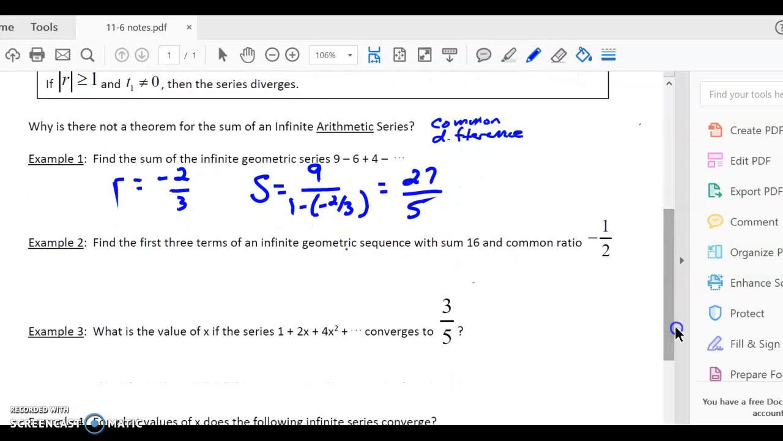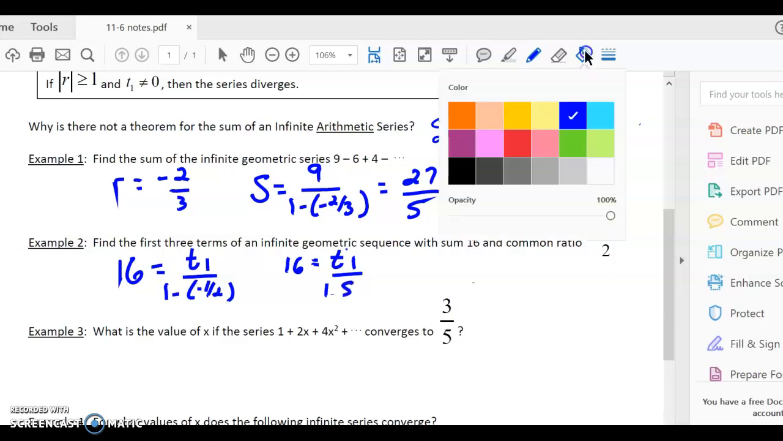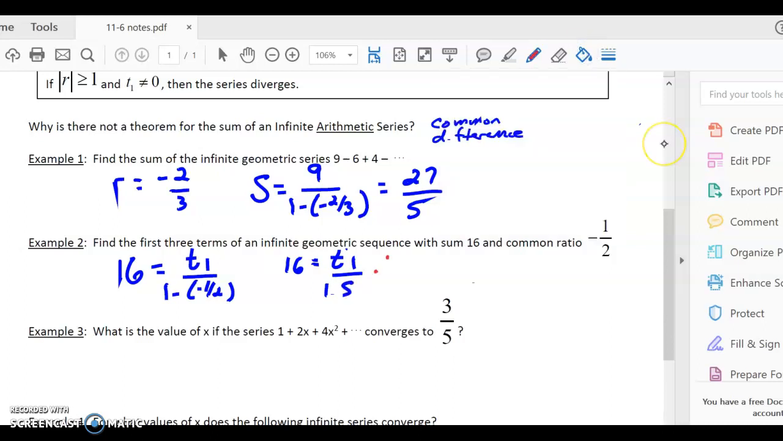Example 2. Find the first three terms of an infinite geometric sequence with sum 16 and common ratio of negative 1/2. So 16 is equal to the sum. We do not know t1, and we know that 1 minus negative 1/2 would be the bottom of the formula. So doing the math, we get 16 equals t1 over 1 plus 1/2, which is 1.5.